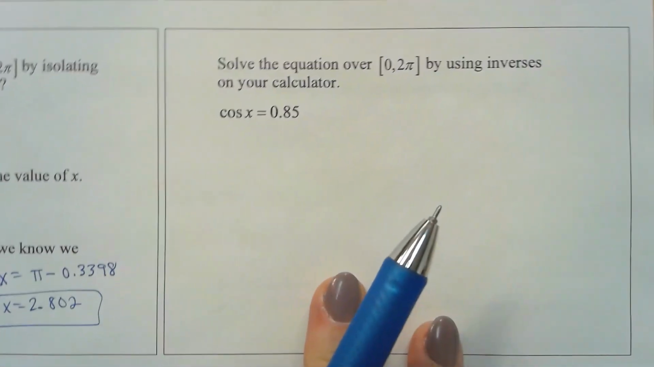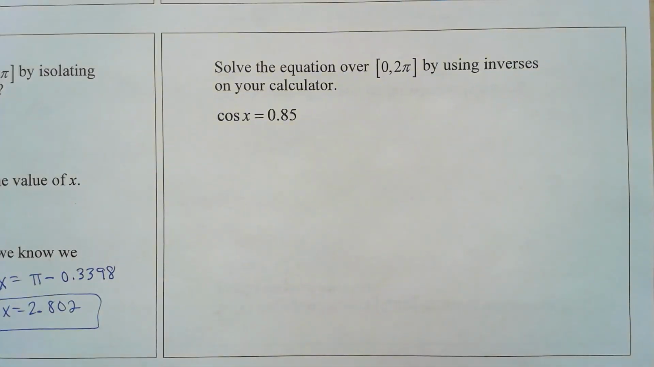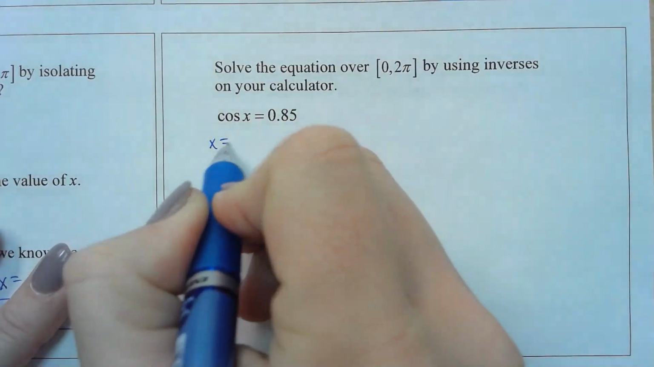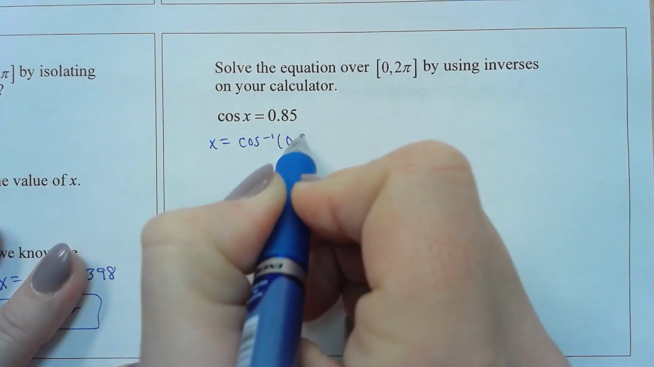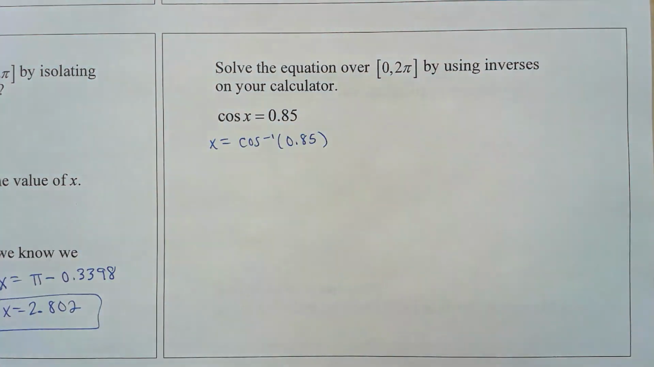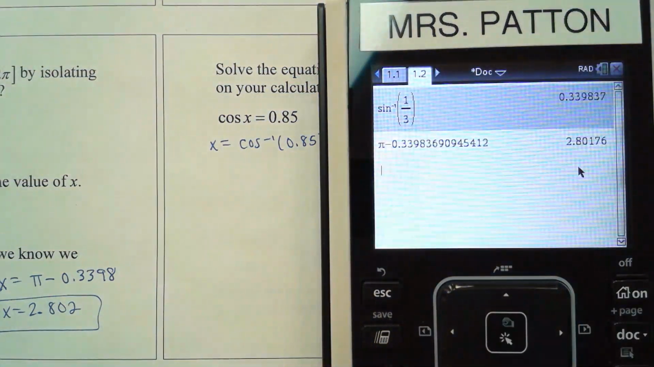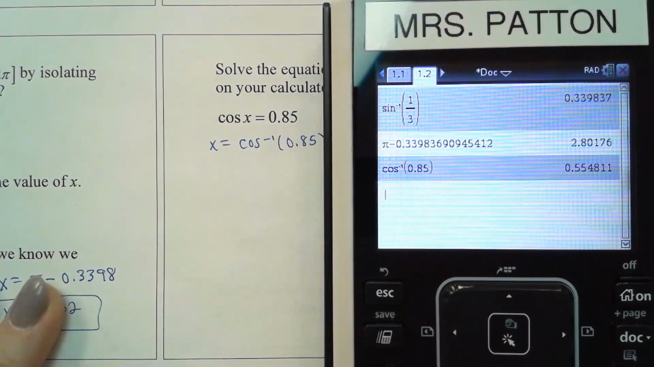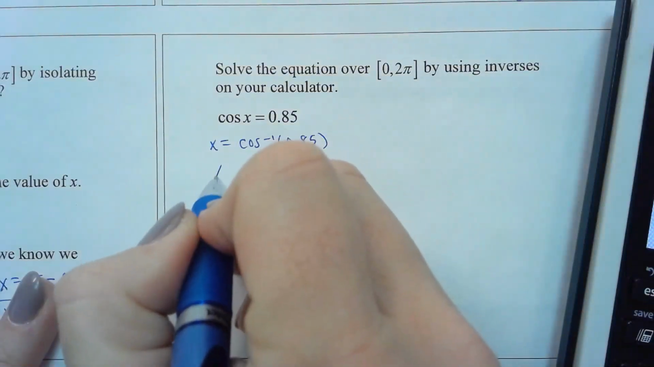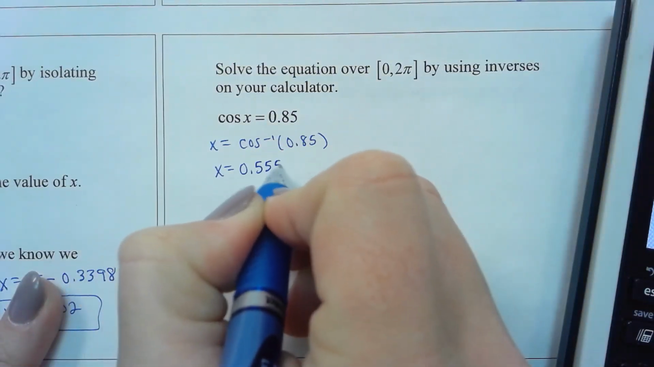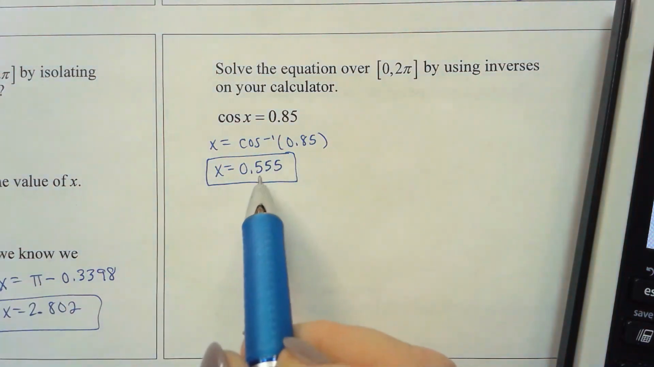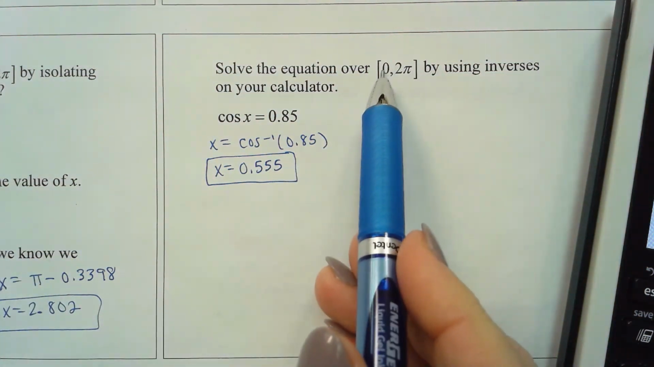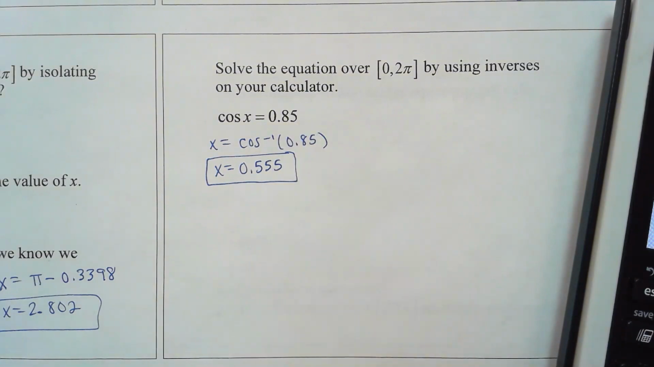All right, well, let's look at this one. It just says solve the equation from 0 to 2 pi by using inverses on your calculator. All right, great. So let's get x equals the inverse cosine of 0.85. Right, that's how I get x by itself. And so I'm going to type that in. Go to my trig button, and I have the inverse cosine of 0.85. My calculator spits out 0.555 if I round. Awesome. Because, well, 0.555 lives in this interval from 0 to 6-ish, right? So there's one of my answers.